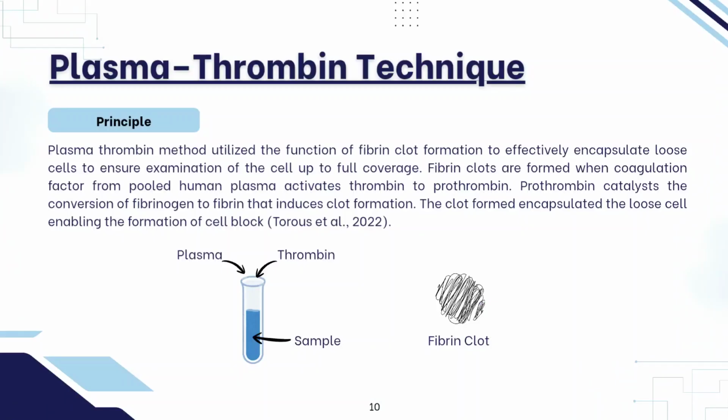Next, I will be explaining the plasma thrombin technique. The principle utilizes the function of plasma and thrombin, where the plasma containing the coagulation factors will convert the prothrombin to thrombin, which will lead to the conversion of fibrinogen in the plasma also to a fibrin network. The fibrin will capture the loose cells and create a solid component for cell block preparation.